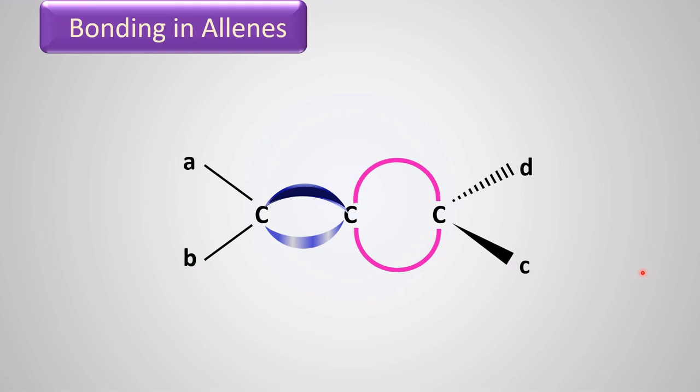This is another representation of pi bonding in allenes. The pink colored pi molecular orbital is in the plane of the paper and the blue colored pi molecular orbital is in a plane perpendicular to the plane of the paper.